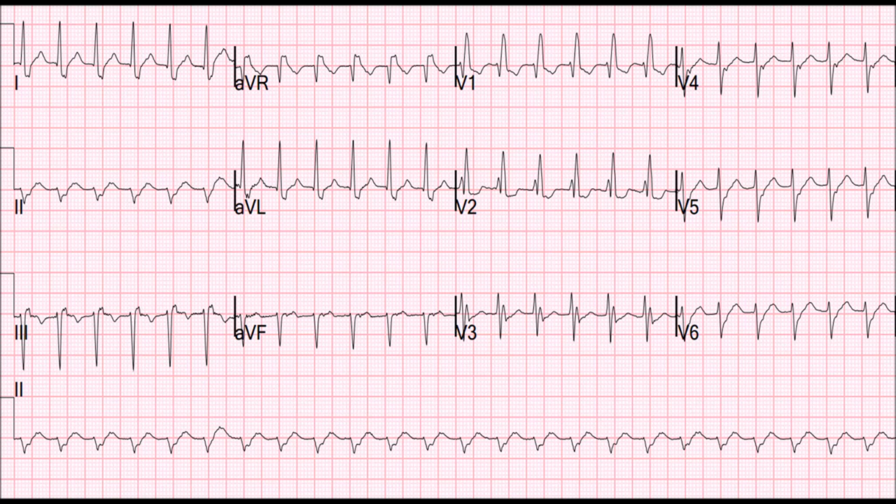But not all SVT are narrow complex, because if you have bundle branch block, aberrancy, then you're going to have wide complex. Okay. So going back to all the SVTs, you have AFib, atrial flutter, SVT. And SVT, why do I draw these branches? Because they're different types of SVT, right? What are the ones? Someone mentioned a name earlier.